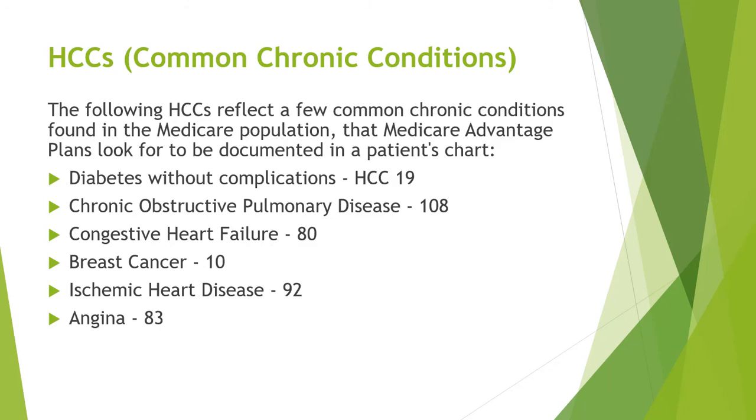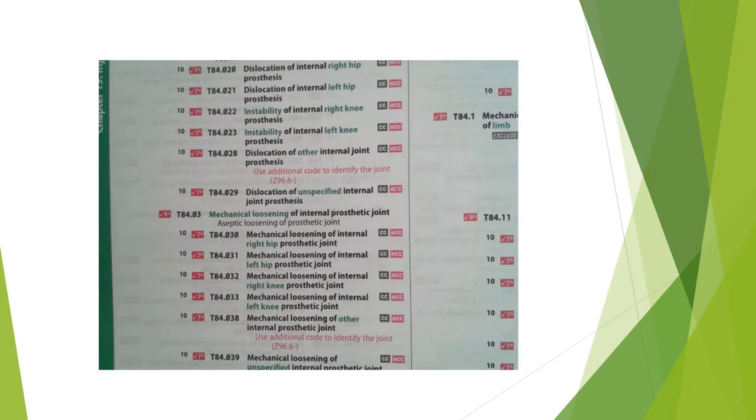There are lots of HCCs, but I'm only going to look at the few that are very common here, and that would be diabetes, COPD, congestive heart failure, breast cancer, ischemic heart disease, and angina. Those six are very common for the doctors in the Medicare Advantage plan to be documenting in the patient's chart.